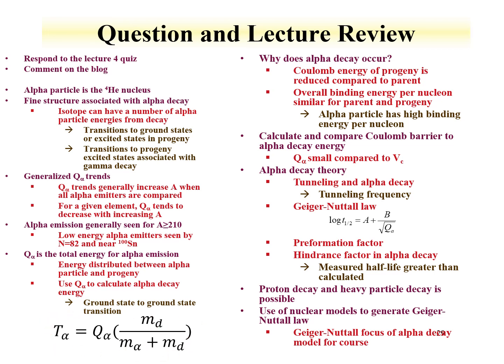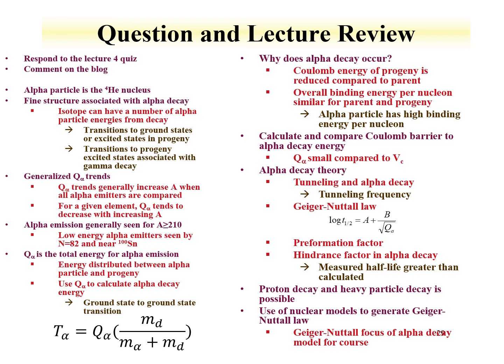This lecture also discussed why alpha decay occurs. There are two driving factors. One is that the Coulomb energy of the progeny is reduced compared to the parent because you're releasing two protons along with the two neutrons in the alpha decay. And the binding energy per nucleon is similar for the parent and the progeny. This is because the alpha particle also has a high binding energy per nucleon. You should be able to calculate and compare the Coulomb barrier to the alpha decay energy. And you should see that the alpha decay energy, or the alpha Q value, is small compared to the Coulomb barrier.